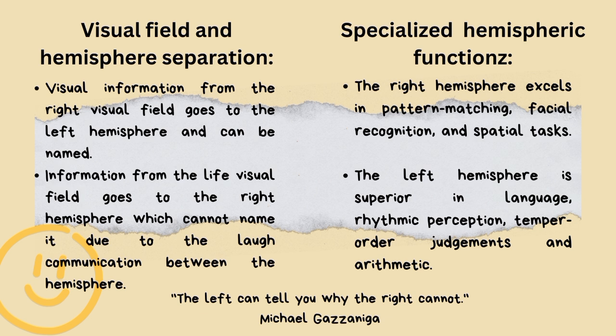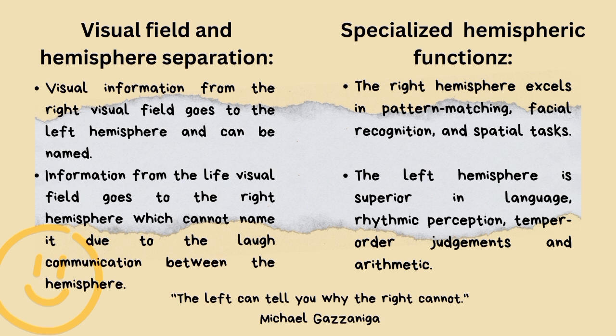So, the right visual field refers to what you see on the right side of your gaze. The visual information from this area is processed by the left hemisphere of the brain. This hemisphere is responsible for tasks like language. So basically, it can easily name objects you see in the right visual field. While the left visual field is what you see on the left side of your gaze. In simple words, the opposite of your right visual field.